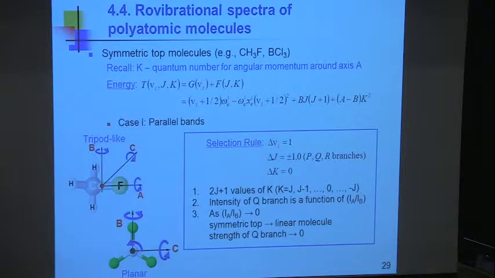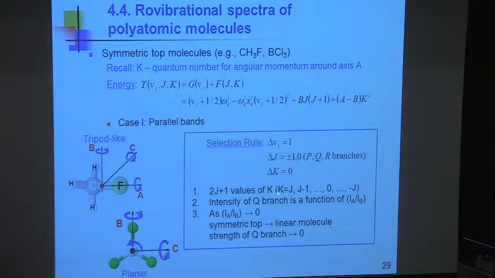But now we have parallel bands. We always find the A-axis, and I find the center of mass, the A-axis, B and C. What is the selection rule? Delta V still stays 1. Delta J can now be plus or minus 1 or 0, no problem. Delta K is 0. So we're back to this.